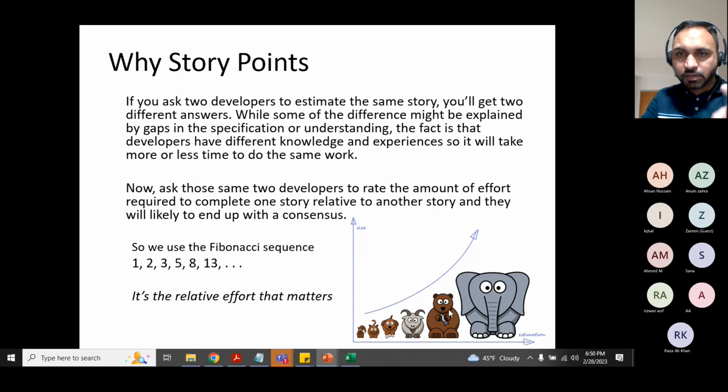If you line those animals in a different random order, and if you provide the estimates in the sequence, that's how you will end up. So size, and then over here the estimation. So estimation goes bigger as size grows gradually.